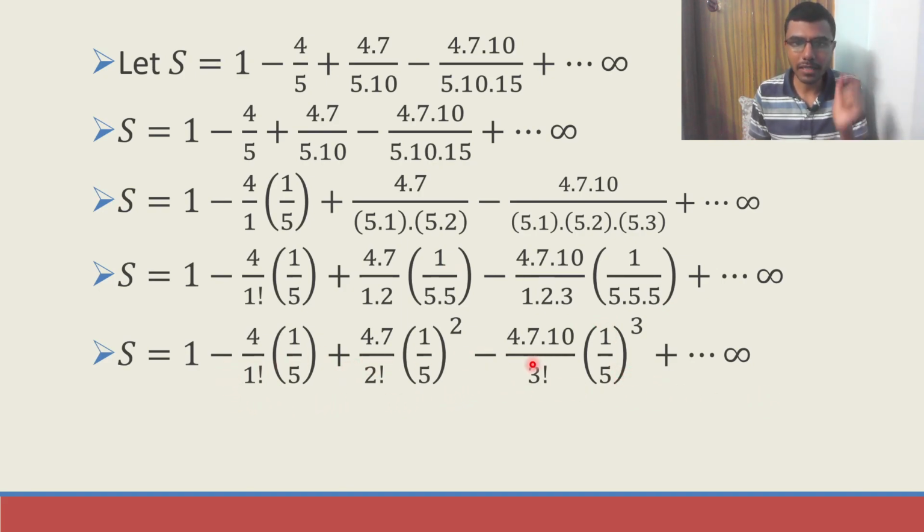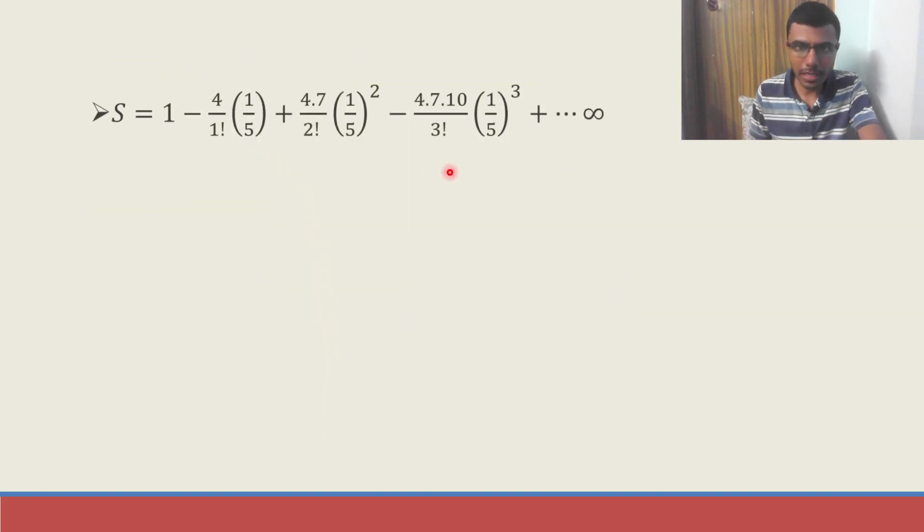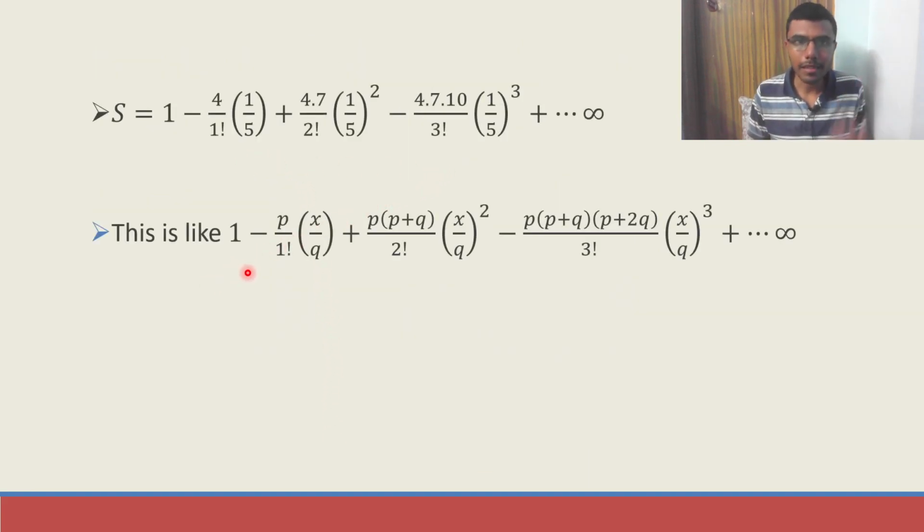There is minus, plus, minus, so alternate plus minus is also there, and everything else is matching. So what does this resemble? Okay, what does this resemble? The same thing I wrote here again. This is like the formula which I showed you in the beginning on the first slide.